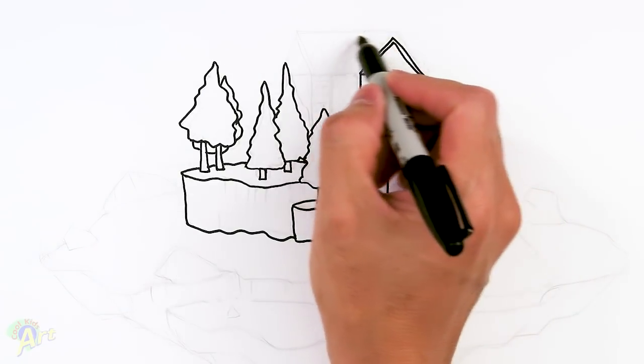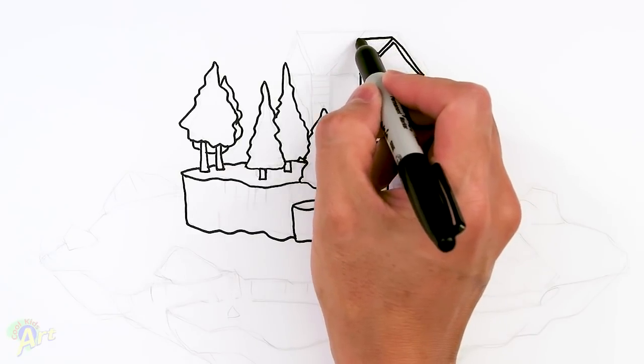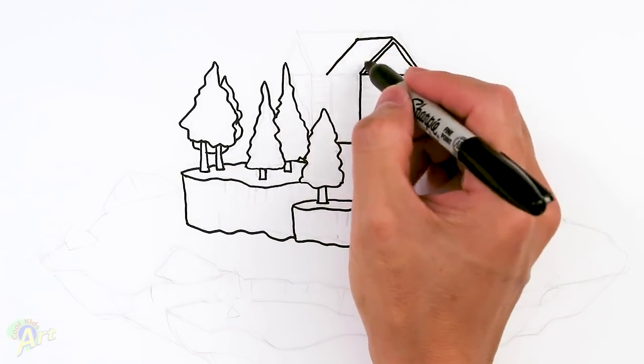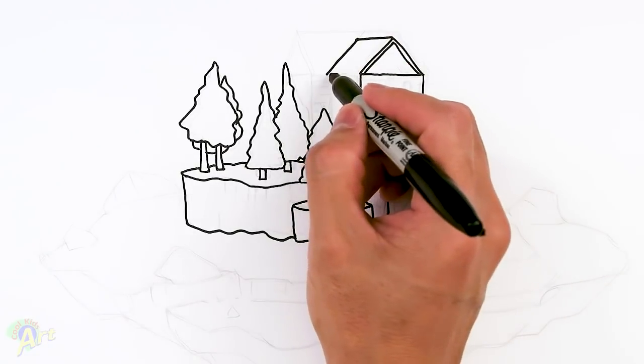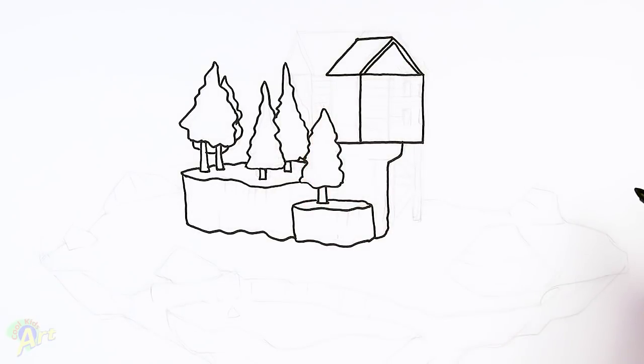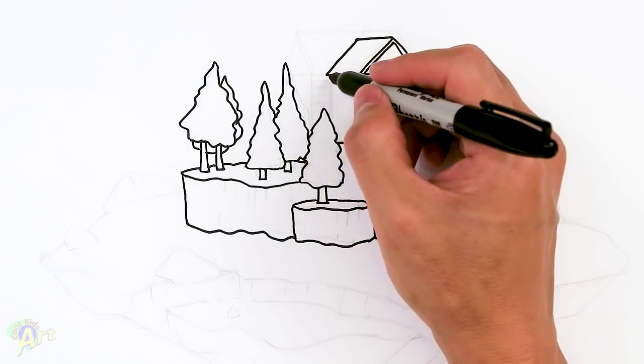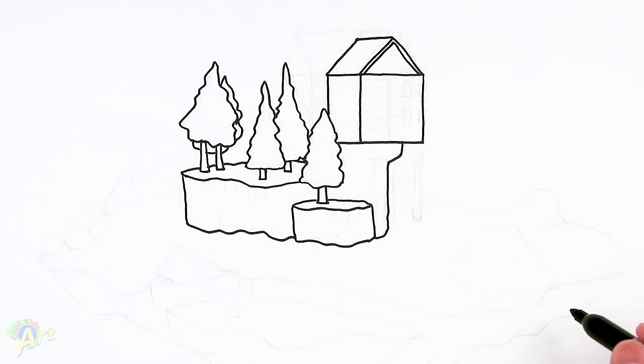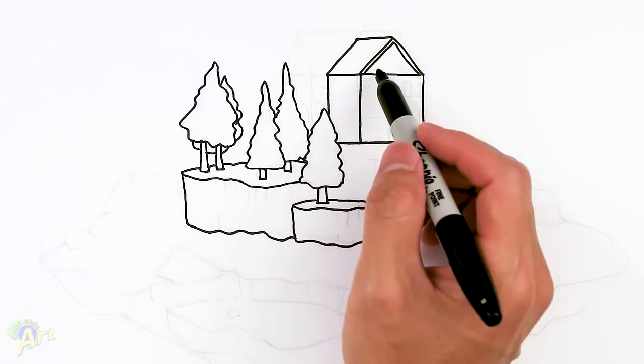Okay, and then we're going to go across sideways, and then we're going to draw the same slant coming down. So this is going to be the side of the roof. And then close that off. And then I'm going to come down straight. Okay, and then it's going to be one section of the house.